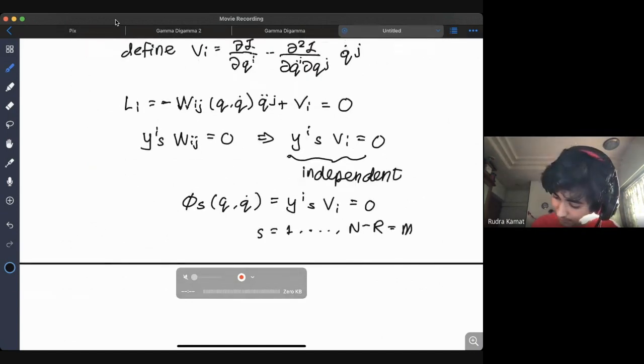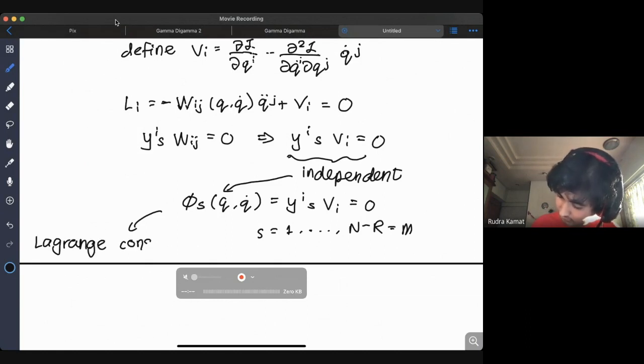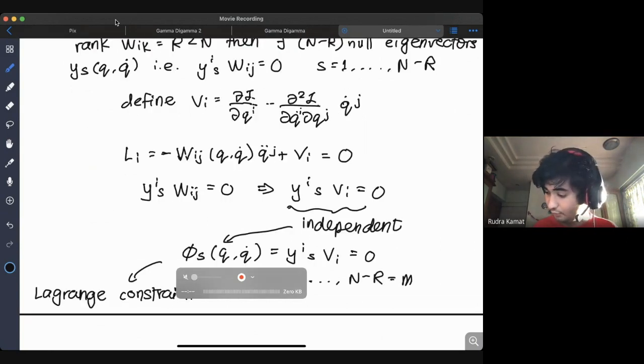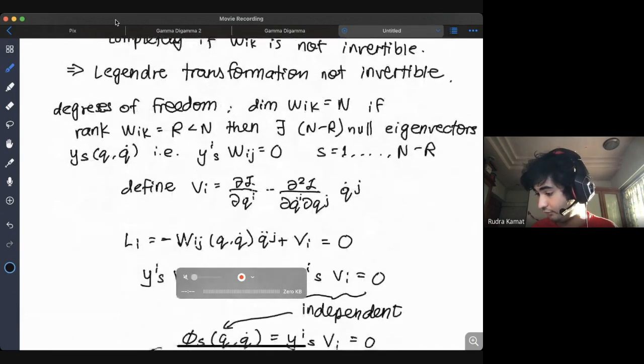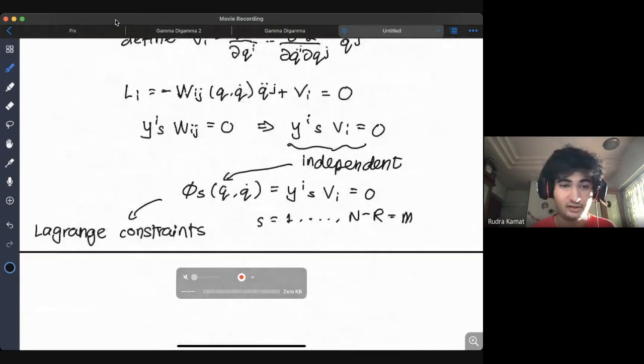So these independent phi's are called Lagrange constraints, and they're simply born out of the fact that this Hessian, which was required to be invertible for an invertible Legendre transformation, is in this case not invertible.